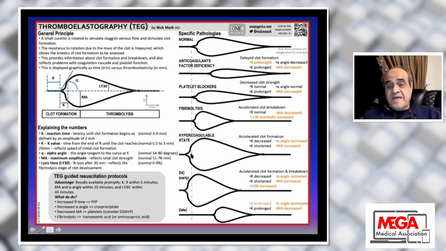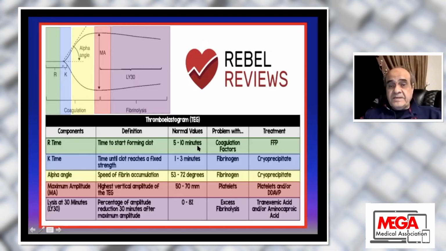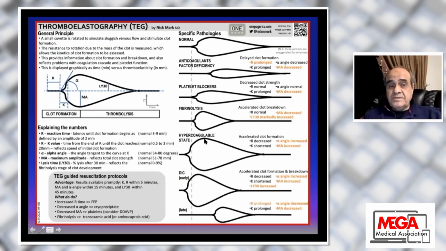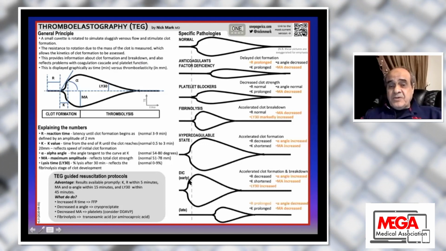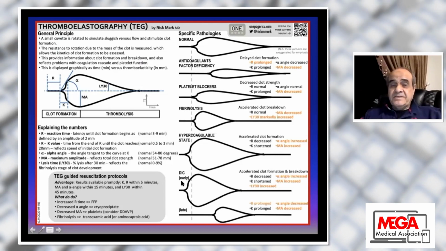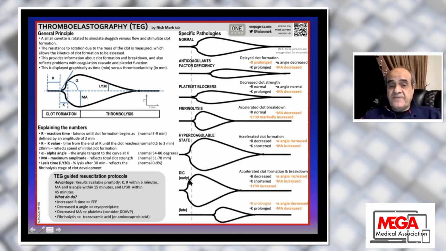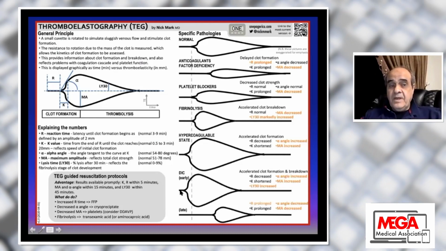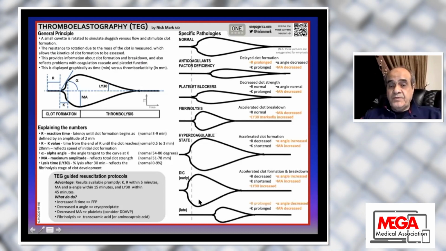As we see, the alpha angle is increased. Alpha angle increased, and the maximum amplitude is also increased. This is a picture of DIC at the start, in the first stage or early stages. There is hypercoagulability, as we see: increased alpha angle, the R wave and R time are reduced, and the maximum amplitude is increased.